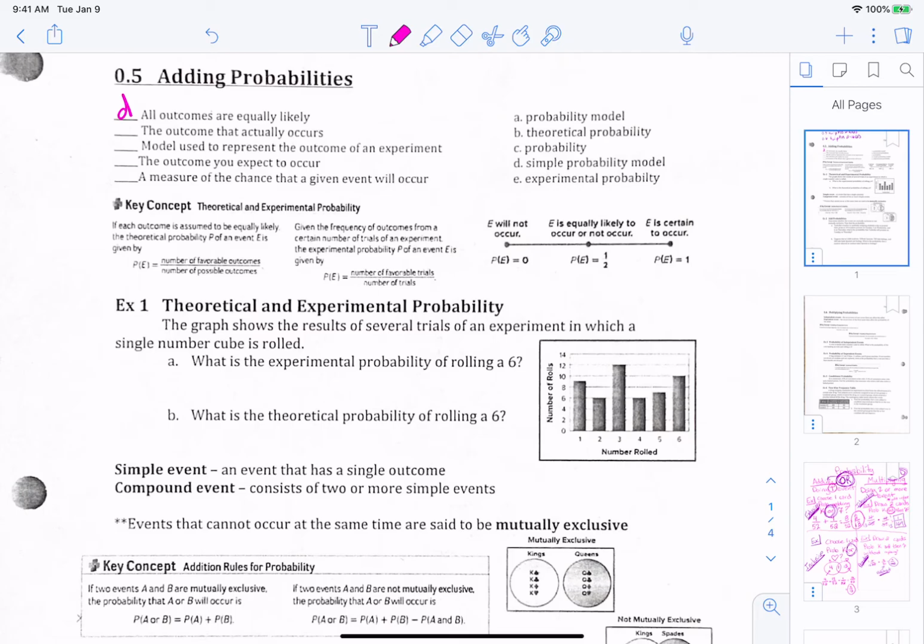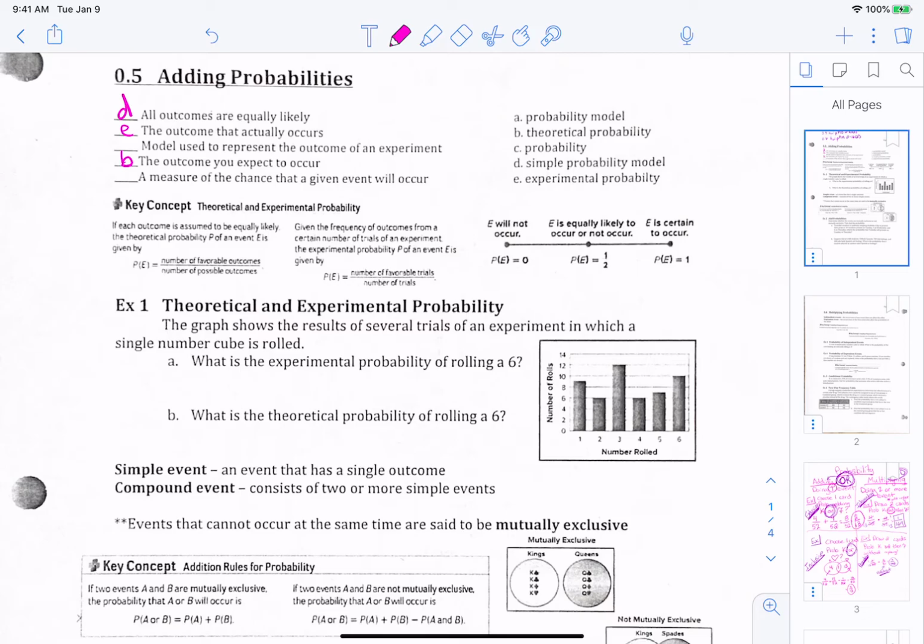E. E is experimental probability. Let's just skip down to the fourth one. The outcome you expect to occur. B, theoretical probability. So in theory, when I flip a coin, if I flip a coin 10 times, I should end up with 5 heads and 5 tails, right? Because 50% of the time it's heads, 50% of the time it's tails.